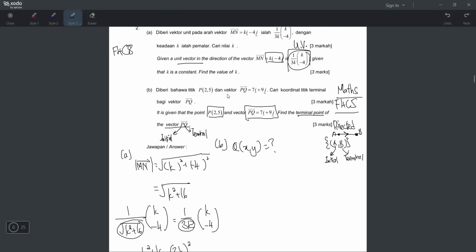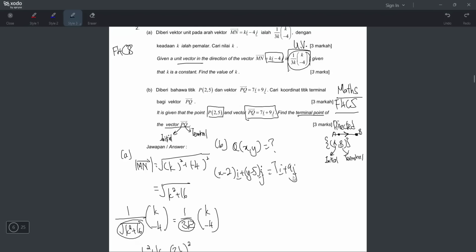But how to find it? Well, they already give you vector PQ, and they give you coordinate P. Vector PQ is 7i plus 9j, right? But where does this 7i plus 9j come from? It comes from Q minus P, because this is vector P to Q. So I will take Q minus P and write it in this i, j format. Not P minus Q, it's Q minus P, because it's P to Q. So it will be x minus 2 for the i, and y minus 5 for the j.